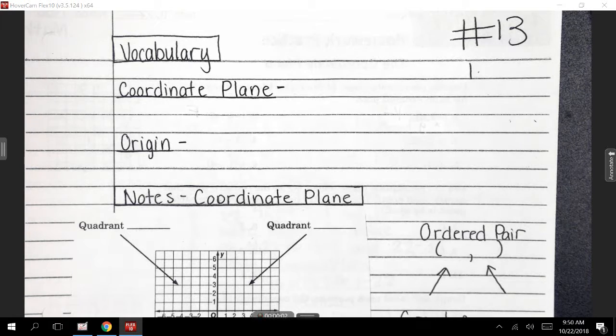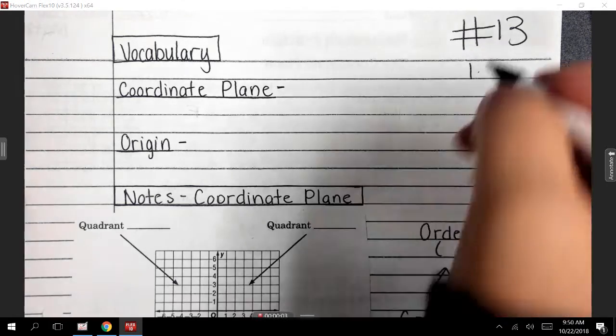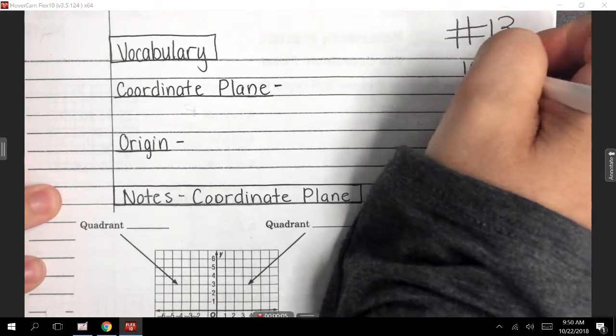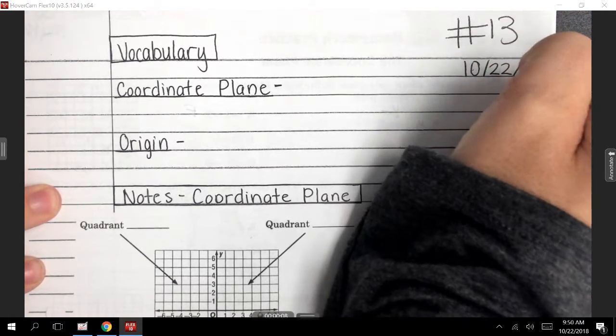All right, so we're going to talk about the mathematical side of graphing today. Make sure you put your name. Today is 10/22/18.